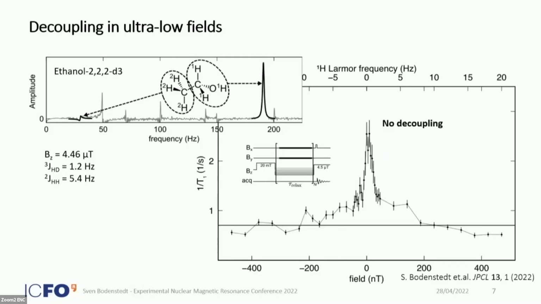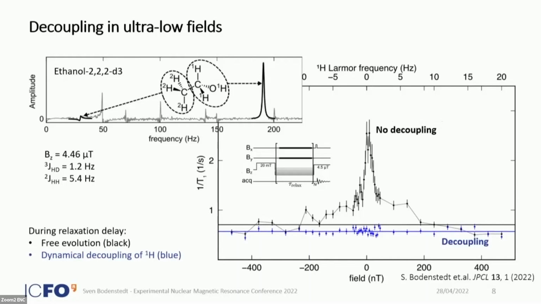If you look at the T1 relaxation rate of that molecule as a function of the B0 field, you can see that at high fields, so to say, above half a microtesla, this seems to be a flat line. It seems not affected by scalarization. But if you go to the regime where the Larmor frequency is getting close to the J coupling, you see a drastic increase in the relaxation rate. And if you decouple that, you get a flat line, basically.